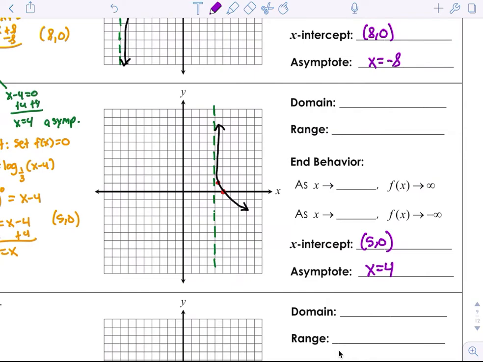Now let's do domain and range. How far left does this graph go? All the way to the vertical asymptote. So 4 to infinity. What is the range? How low does it go? Negative infinity. How high? Infinity.